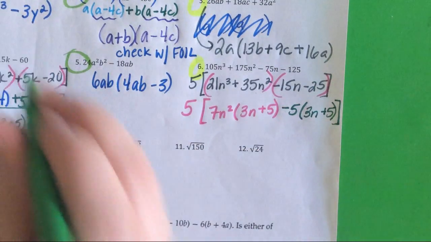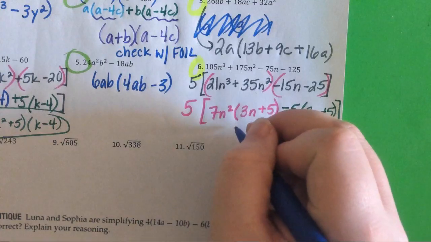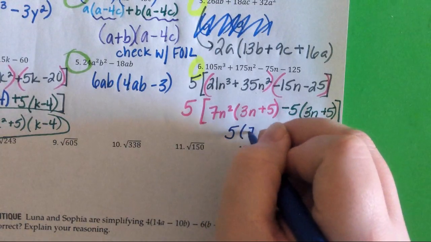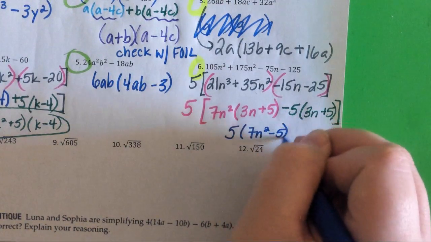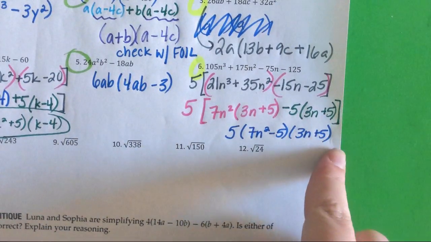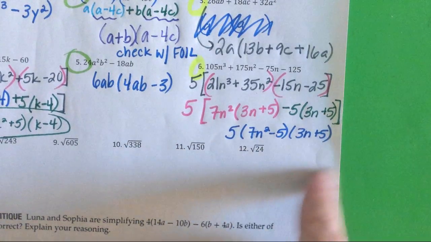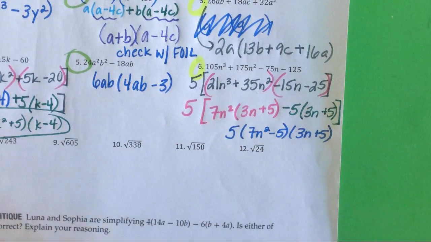So my final answer would be 5 times 7n squared minus 5, times 3n plus 5. And you got it all the way out so you can add the point. 5(7n squared minus 5)(3n plus 5). Okay, and this doesn't seem very nice. I get that. But again, we're trying to factor, and eventually this would help us get to an answer faster. I know it still looks just as complicated as the problem itself, but it helps us reach answers faster when we're able to factor.